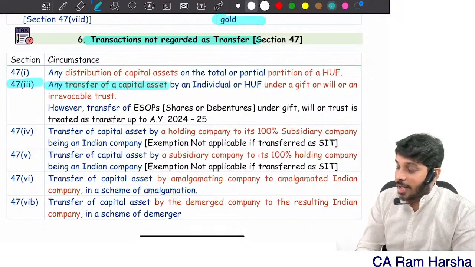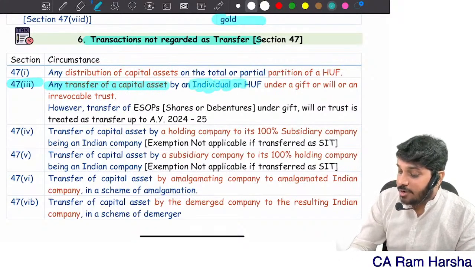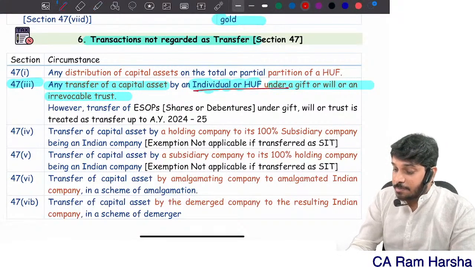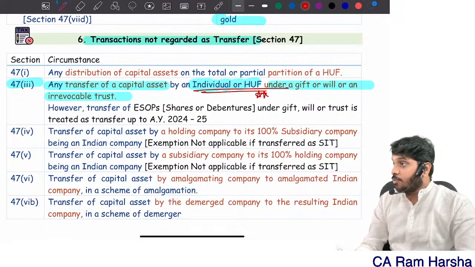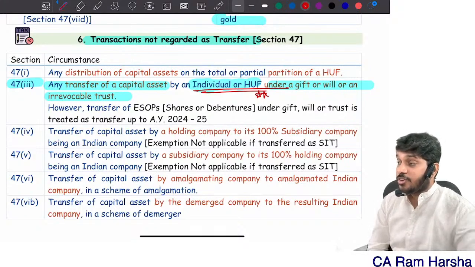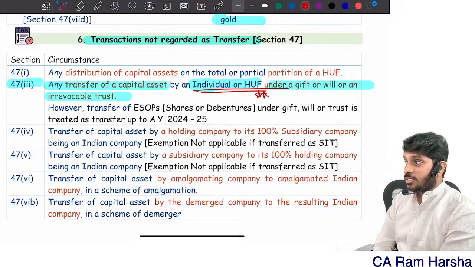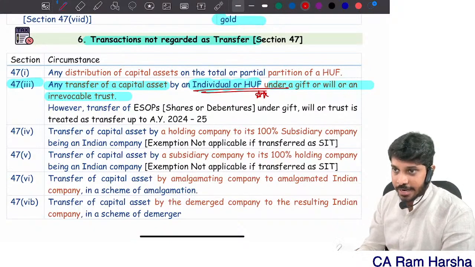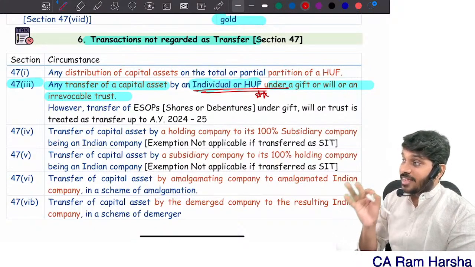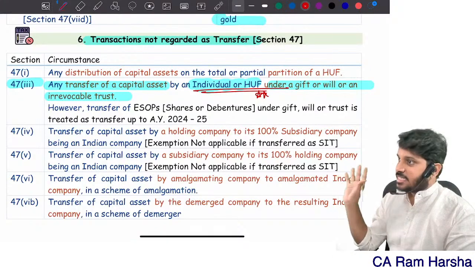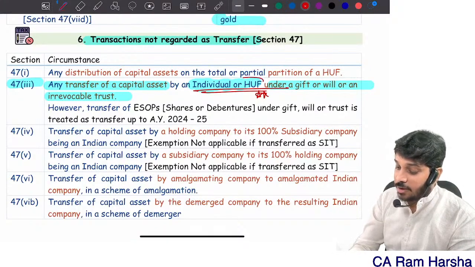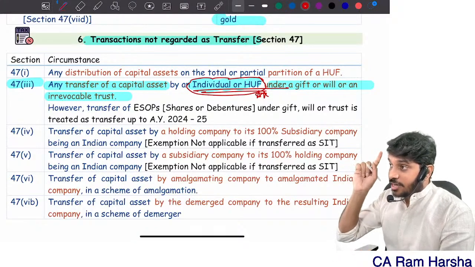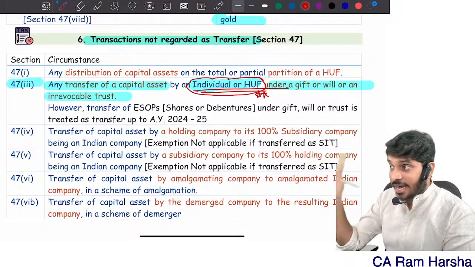Any transfer of capital asset by whom? Individual and HUF, under a gift, will, or irrevocable trust is exempted. This is an important amendment, which is applicable for the first time from previous year 24-25 onwards, which is applicable for the first time on May 25 exams, September 25 or Jan 26. Getting it? Earlier, transfer of a capital asset by gift by any person was exempted. But now, gift given only by individual and HUF is exempted.